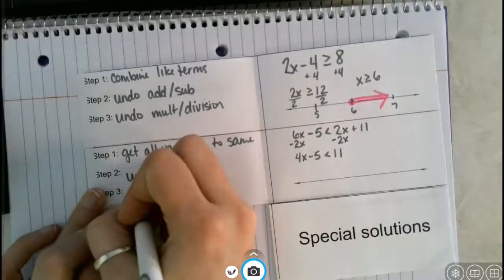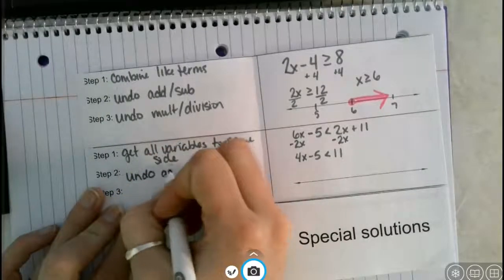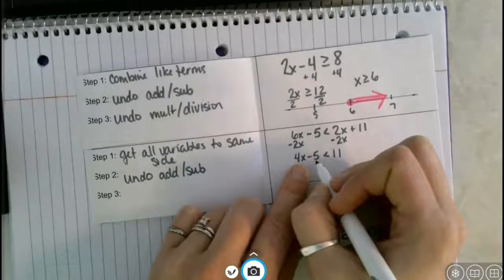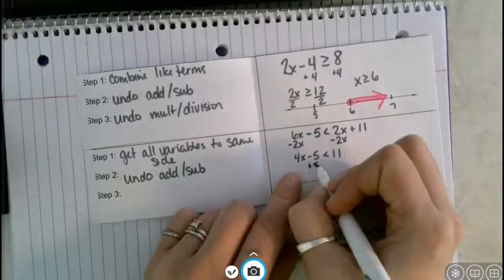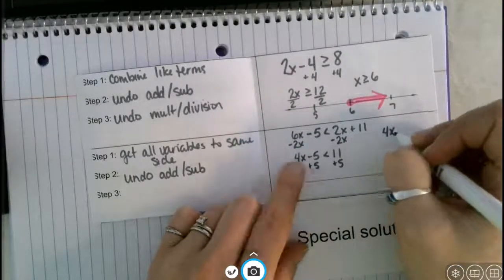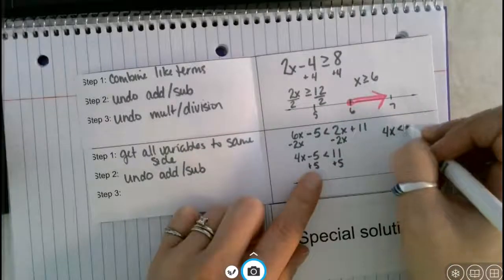So I undo any addition or subtraction. So I have a subtraction here, I see. So I want to undo that by adding, and I add 5 to both sides. So I end up with 4x, these two cancel, is less than 16.